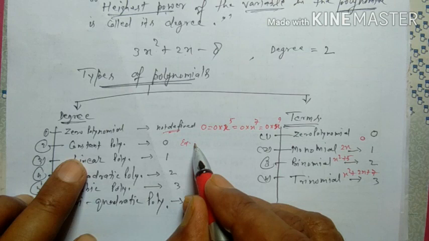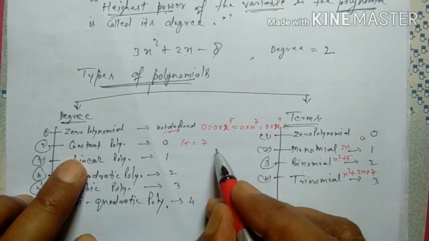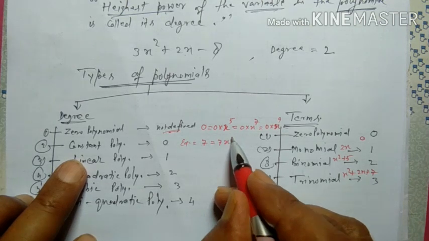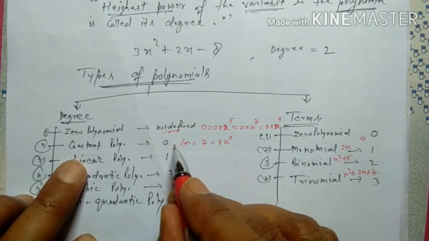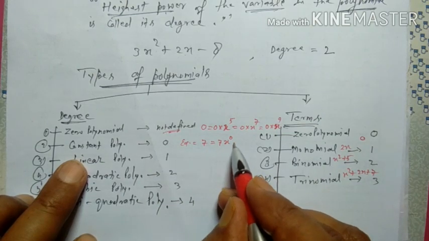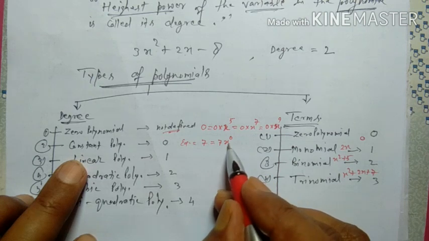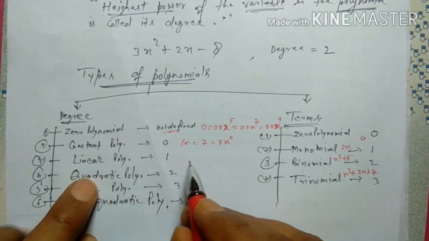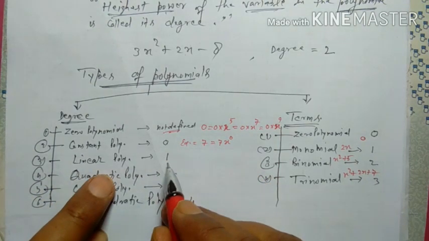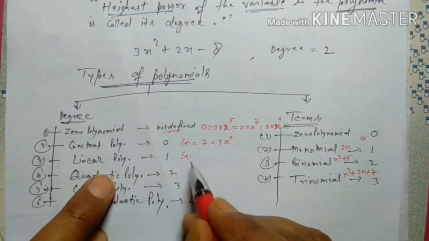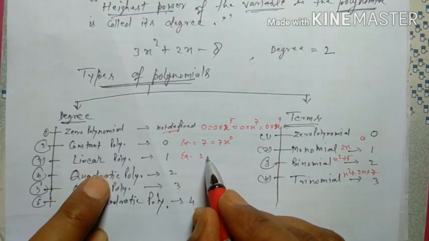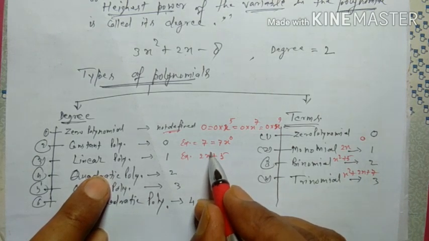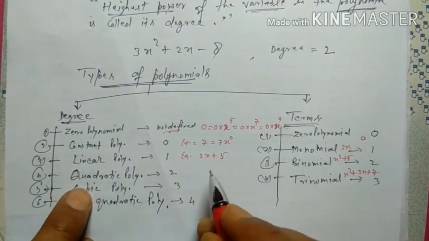For example, 7 can be written as 7 into x power 0, so here the degree is 0. The exponent of the variable x is 0, so its degree is 0. Linear polynomial has degree 1. Example, 2x plus 5: the highest power of variable x is 1, so this is known as a linear polynomial.